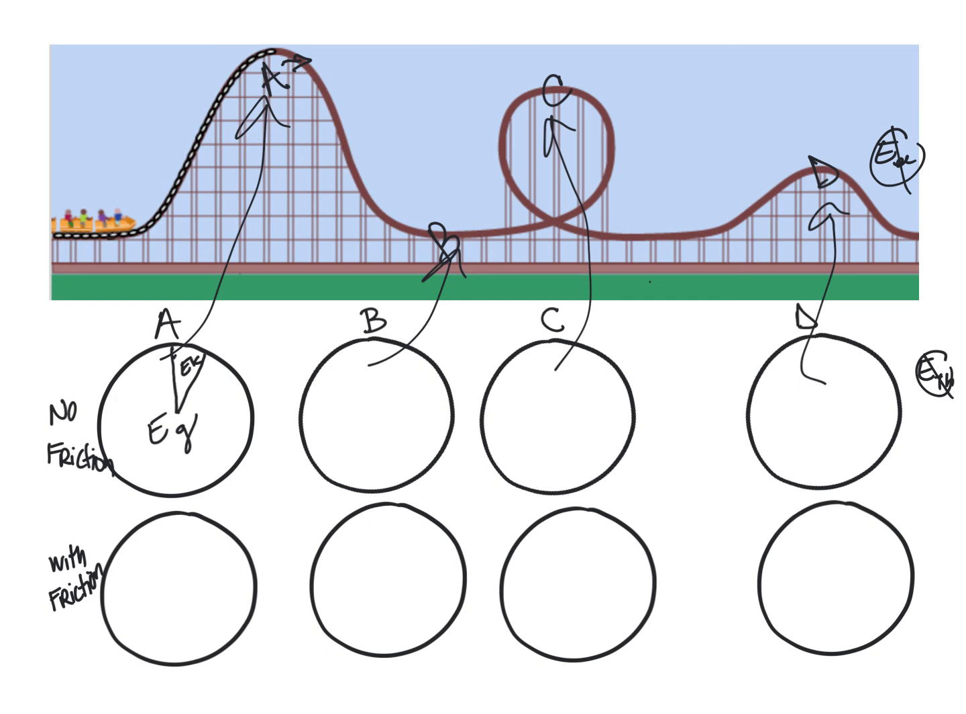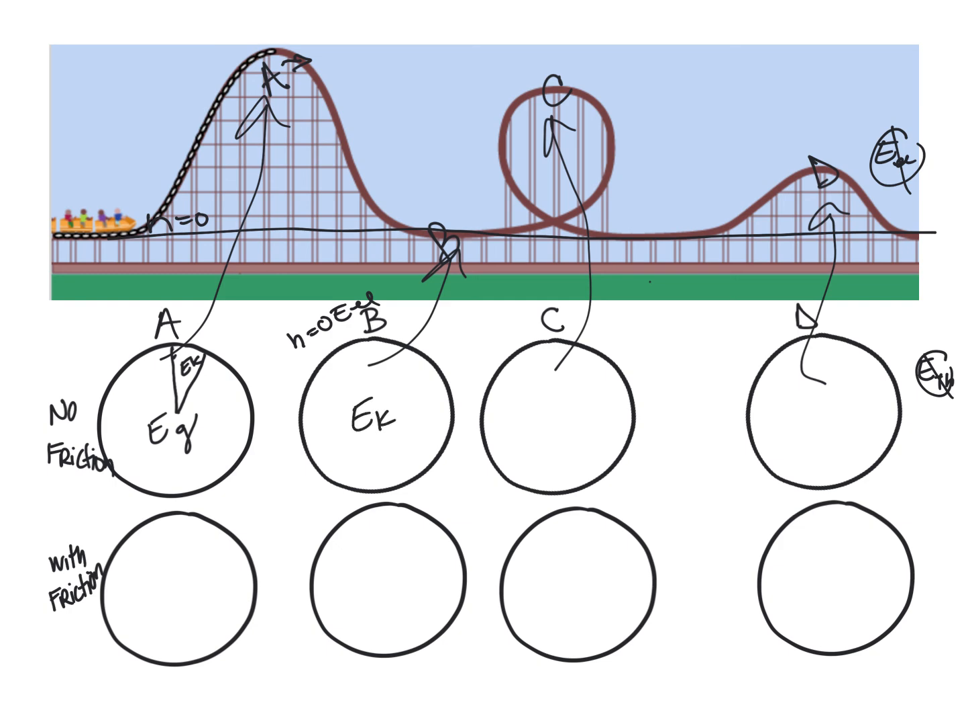Then when I get to position B, I'm going to say that the height here where the roller coaster starts out is a height of 0. So when I get to position B, it's at a height of 0. So then I won't have any elastic energy at this position. So this will all be kinetic energy here.